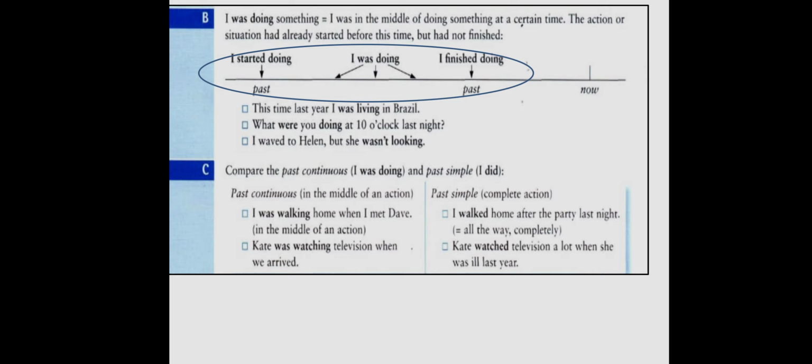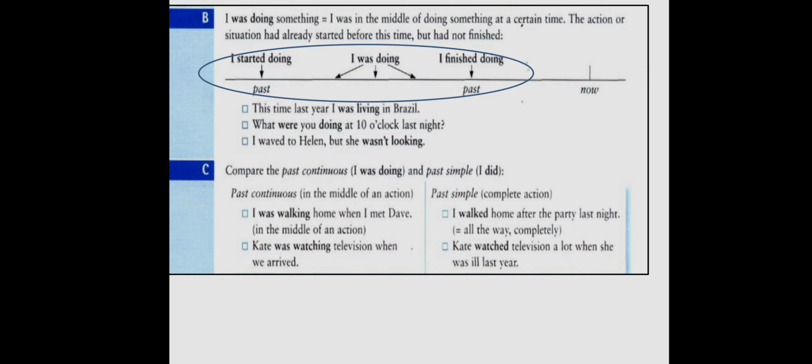This indicates that the action was going on at 10 o'clock. The person was in the middle of doing the action at 10 o'clock last night in the past. So we use past continuous. If the action is now and we are in the middle of doing the action now, then it is present continuous. But when you are in the middle of doing the action in the past, then it is past continuous. So we use here, what were you doing at 10 o'clock last night?